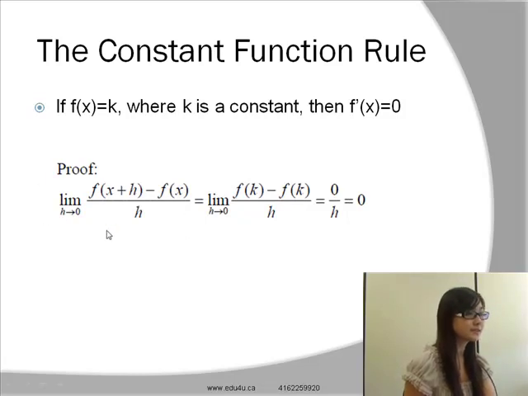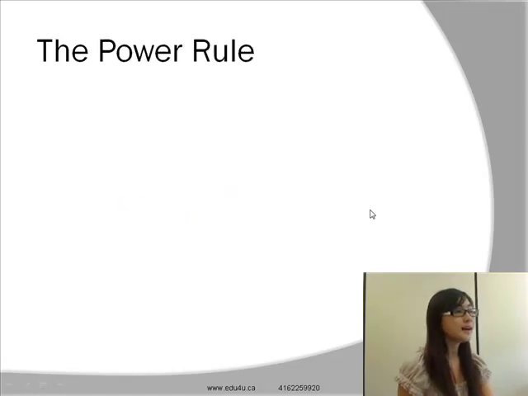Once again, we start out with the same expression for the derivative of f of x. We know the derivative of f of x equals the limit as h approaches 0 of f of x plus h minus f of x over h. Now we replace both of these terms by k because the function is constant and it doesn't change. k minus k is equal to 0. We'll get 0 over h, which is equal to 0.